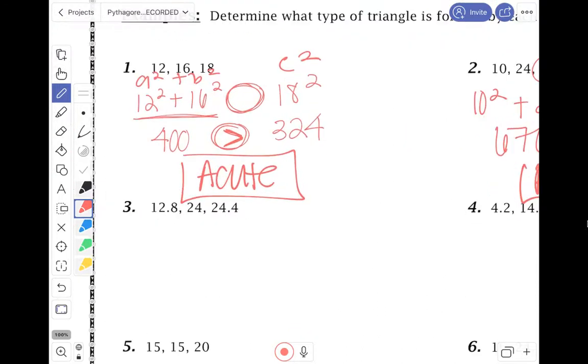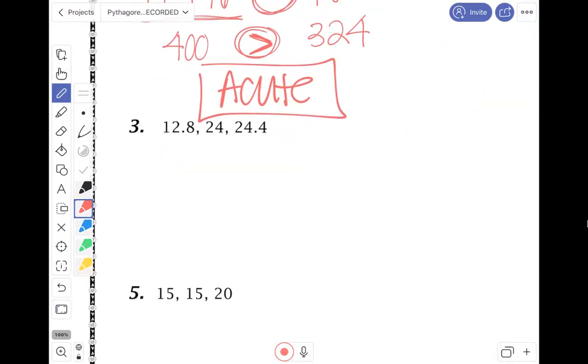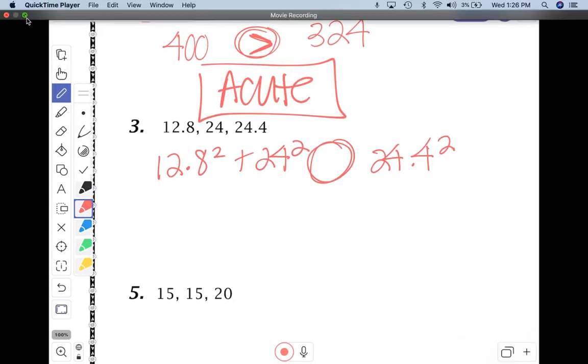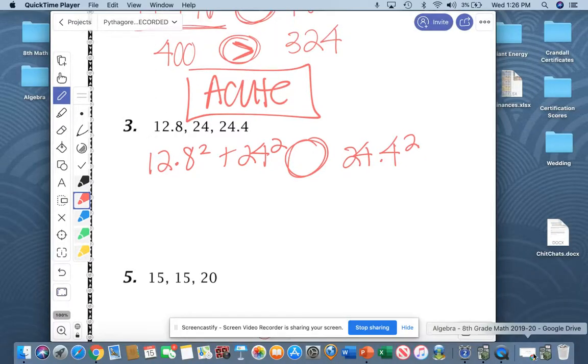Okay, biggest one again is 24.4. So I've got 12.8 squared plus 24 squared. We got to figure out what goes here. 24.4 squared. I'm guessing a plus b is bigger because I've got a 24 plus 12.8 squared. Like there's no way it equals, but we'll see.